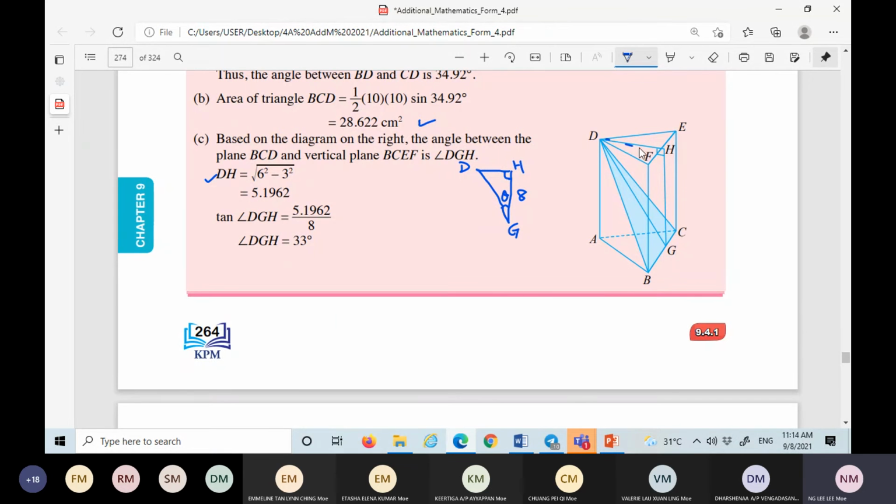Okay, how to find DH? Come back to this triangle. So here is another right angle triangle. Equilateral triangle, so this is 6. Here is 6 divided by 2, so it's 3. So use Pythagoras theorem. 6 square minus 3 square, and then square root. So you get the DH, 5.1962.